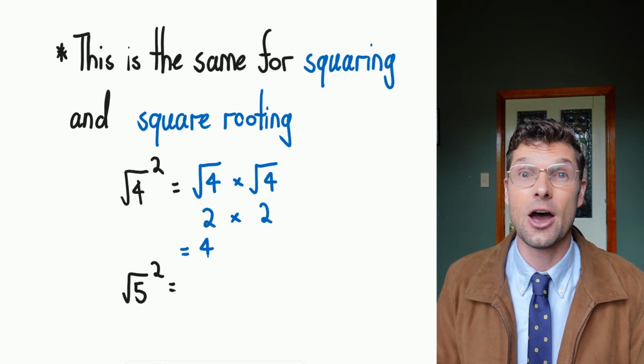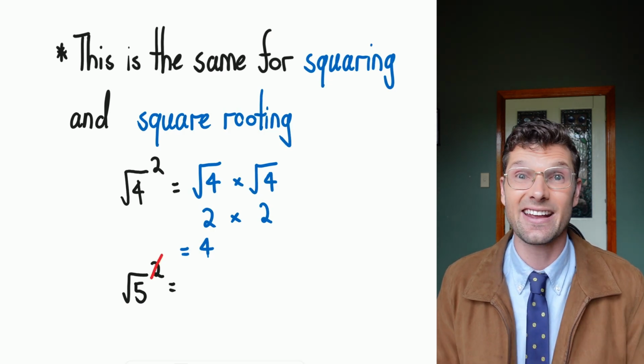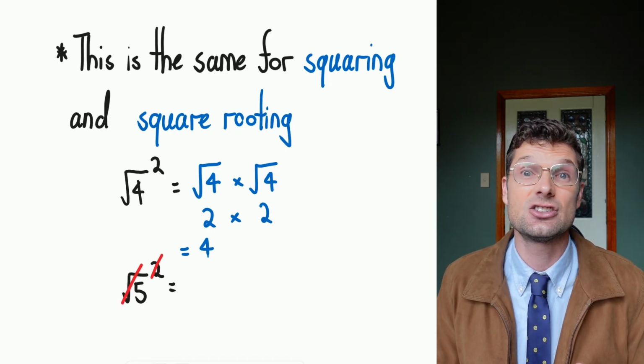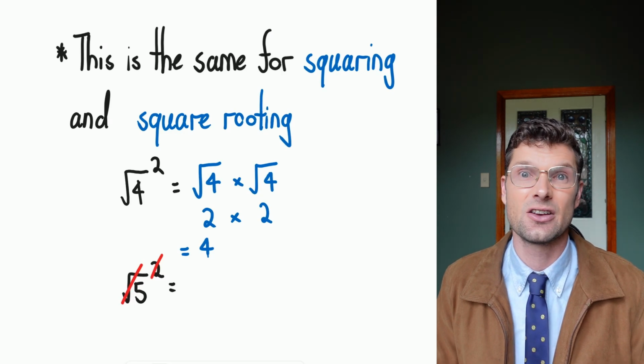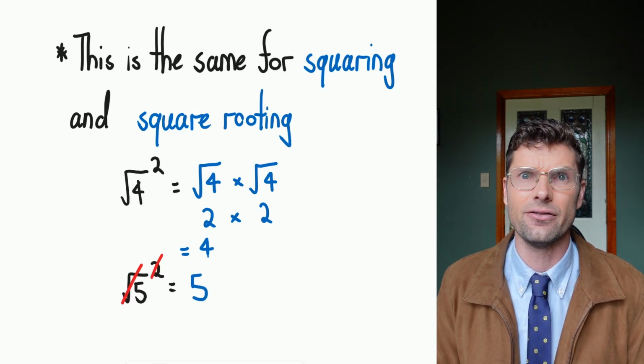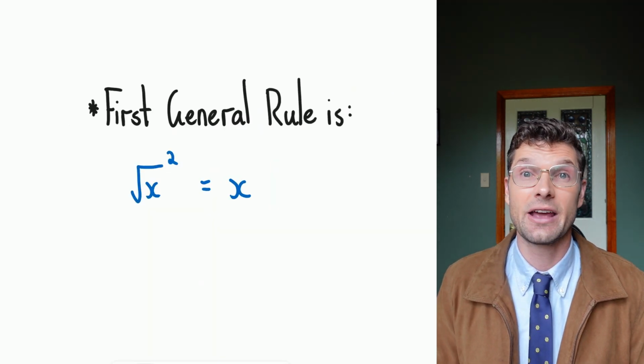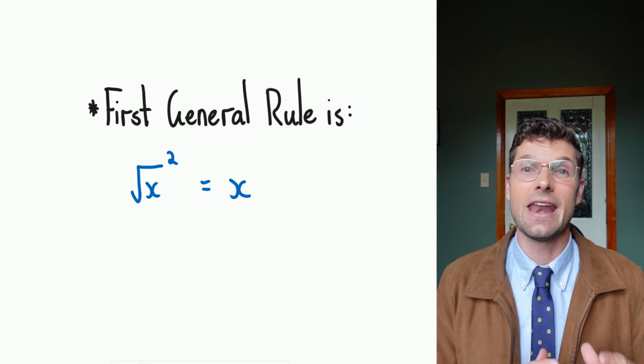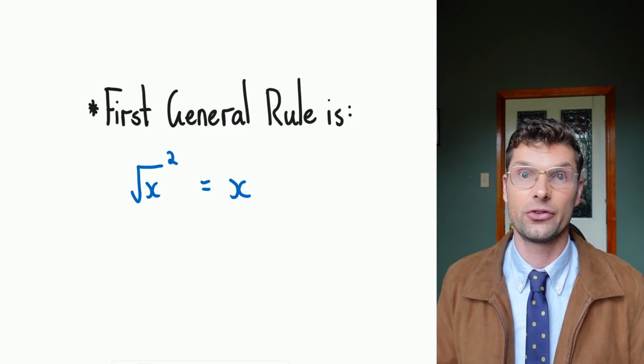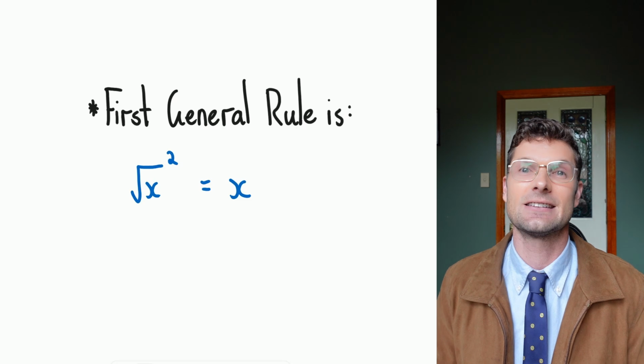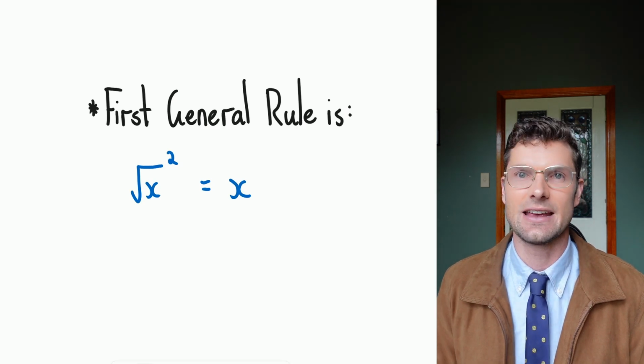I don't have to do this every single time though. All I really need to know is that the square root and the square, they kind of cancel each other out. So the answer is just whatever is under the root. So for this next one, the answer is just 5. The first general rule of multiplication with surds is this, that x square rooted all squared is just equal to x. The number under the root just stays the same.